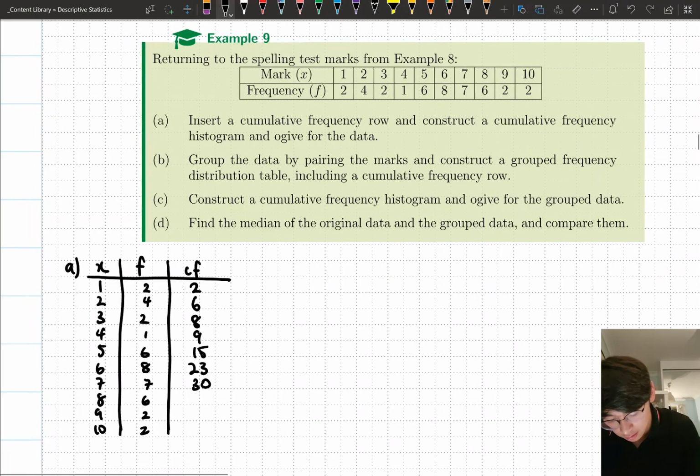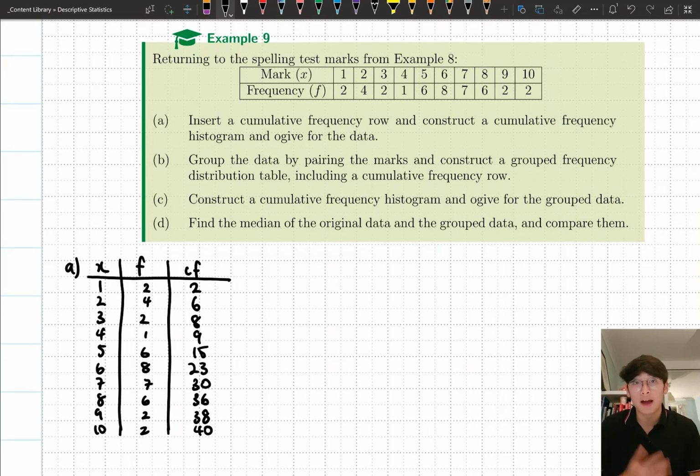So let's just continue with this. Add on 6, that gives me 36. Add on 2, gives me 38. And the last one, 40, which is exactly what I should expect. Okay, now that I've done that, I'm going to draw my cumulative frequency histogram and Ogive.